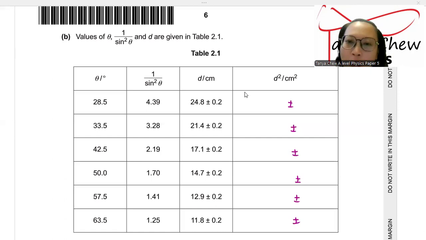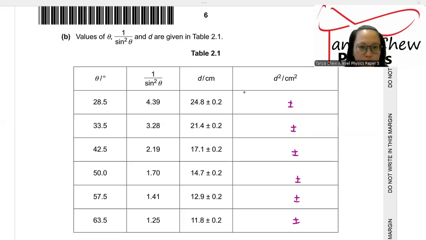Now, how do we calculate delta d squared first? You see, the value of d is being given. So look at the first value, 24.8 plus minus 0.2. That means 24.8 is the average value between the two extremes. You take 24.8 plus 0.2 and you take 24.8 minus 0.2.